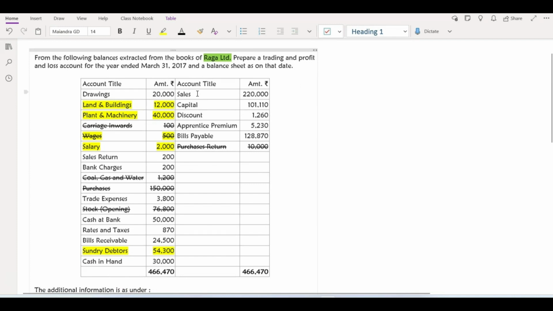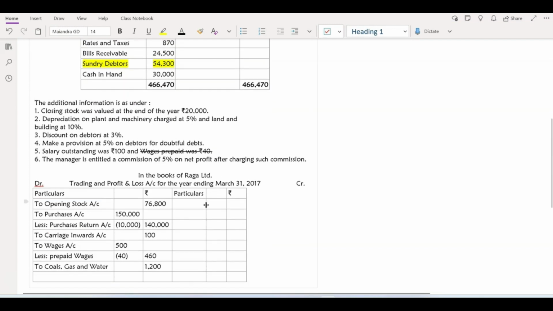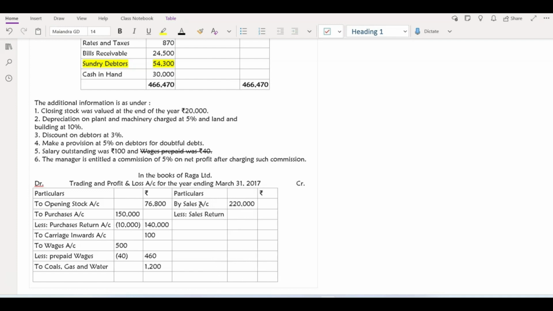Credit side, first comes sales, and here we also have sales written. So sales is 2,20,000. So on the credit side, I'm going to write by sales account 2,20,000 in the inner column, because I also have sales written available in my trial balance.